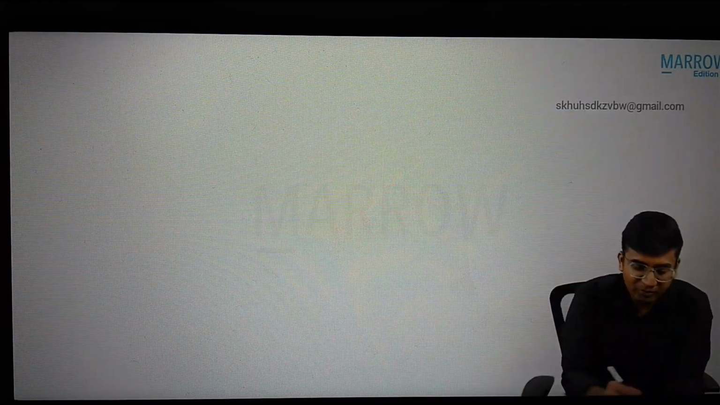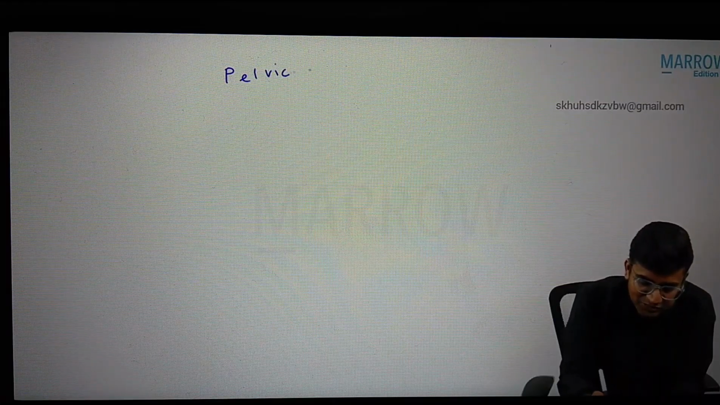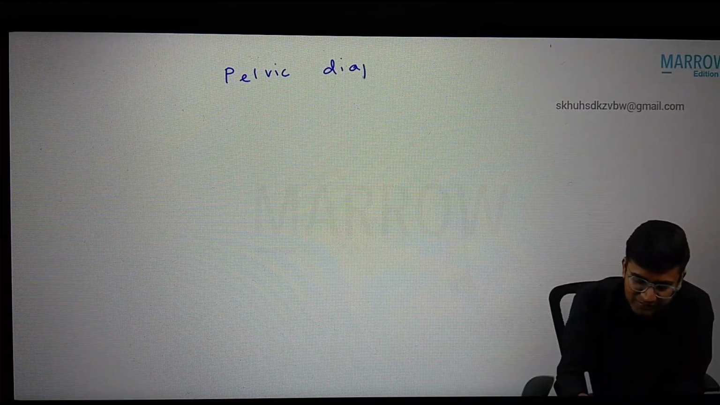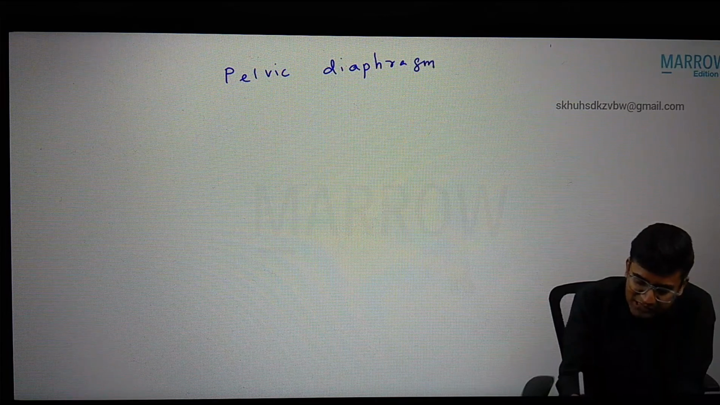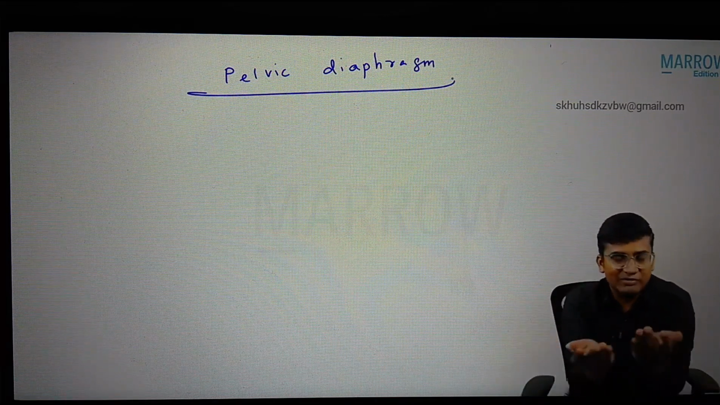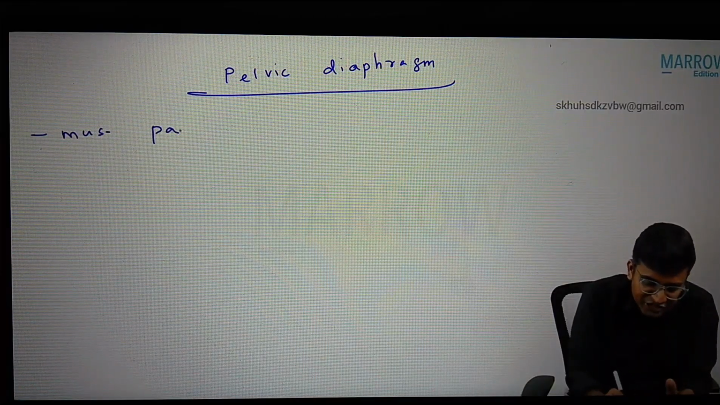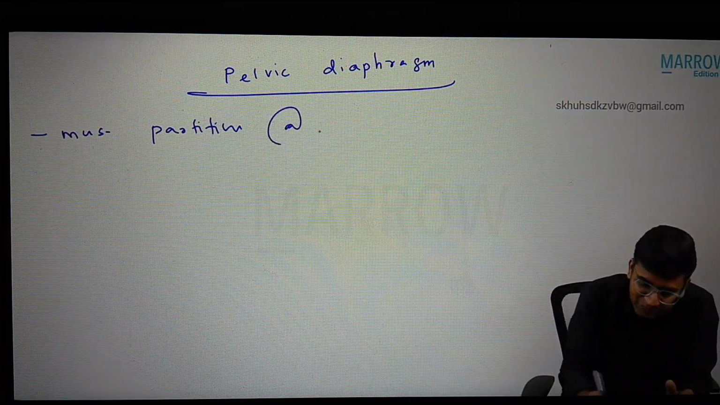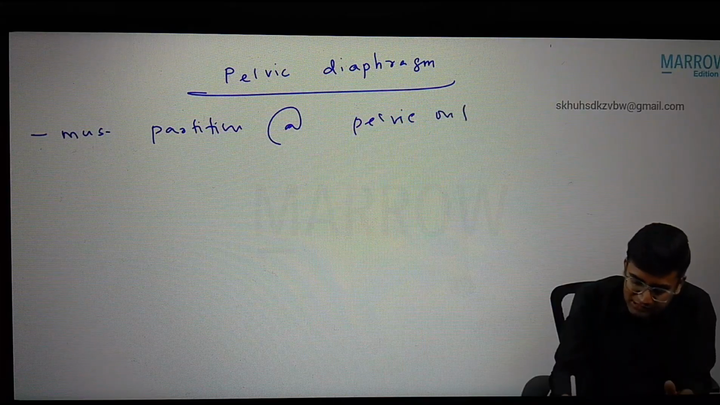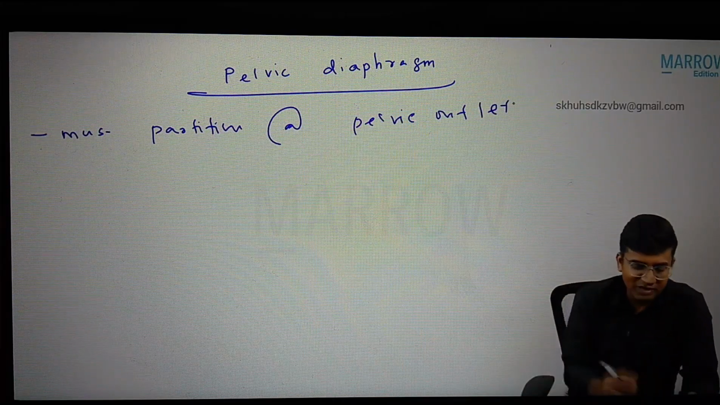The levator muscle is a part of the pelvic diaphragm. So first, know some basics. What is the pelvic diaphragm? The pelvic diaphragm is nothing but the muscular partition at the pelvic outlet. Now, what are the components of the pelvic diaphragm?